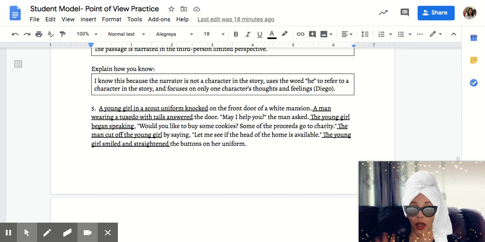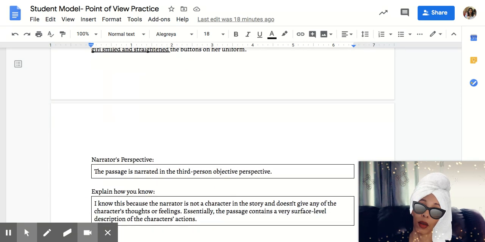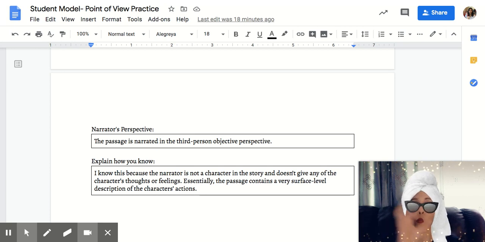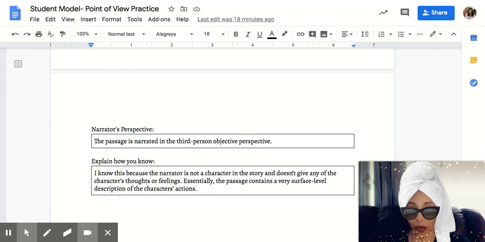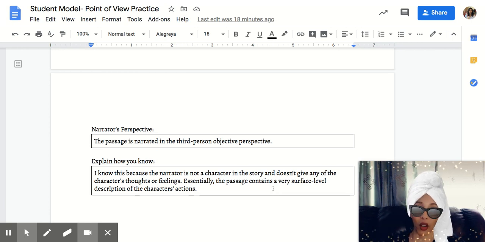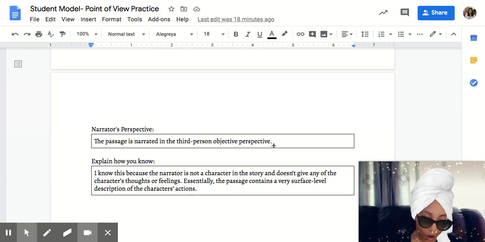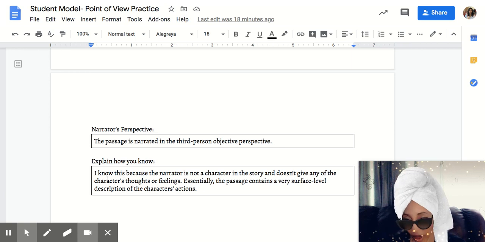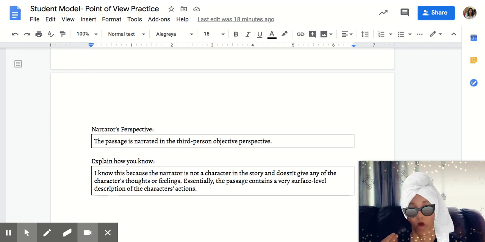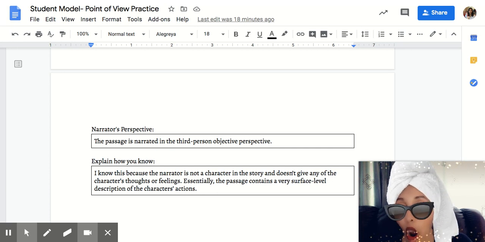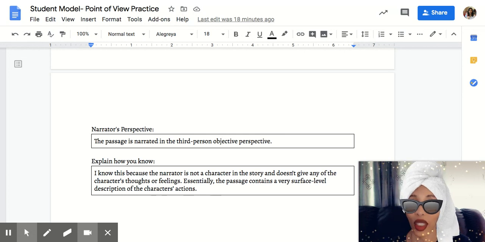And the last, number 5, the passage, again, this student annotates the text and determines that the passage is narrated in the third person objective perspective, which means we as readers do not know the thoughts and feelings of any of the characters, just the action. And this is how she explains it. Again, let me go over the capital letter, ending punctuation, complete sentence, and again, capital letter. Many of you are still using the lowercase I. It never is lowercase. It is always, always, always capitalized.